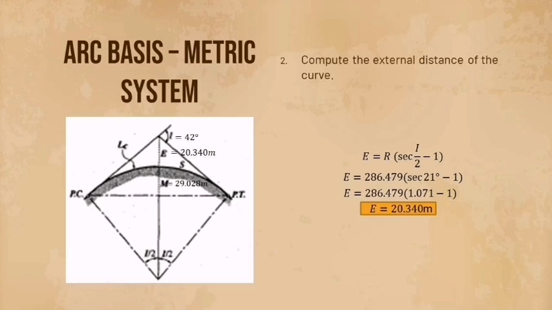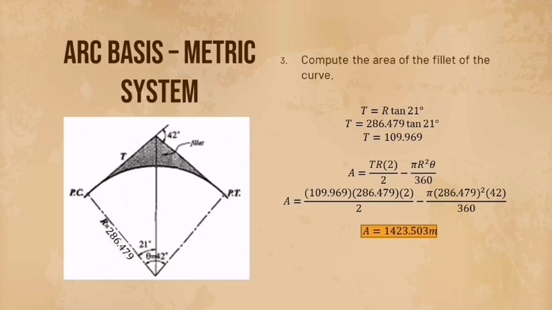In number 2, compute the external distance of the curve. Our formula for external distance is E equals radius times sec of the angle of intersection over 2 minus 1. Our radius again is 286.479 times sec 21 degrees minus 1. The answer we get is E equals 20.340 meters.